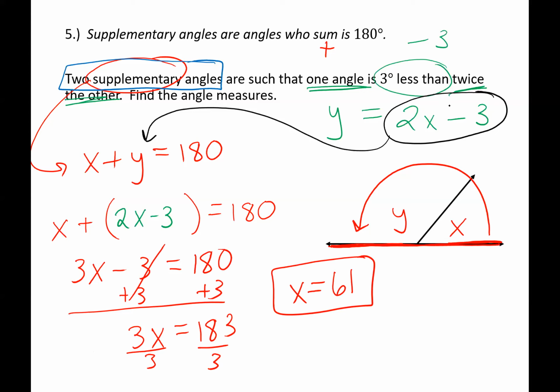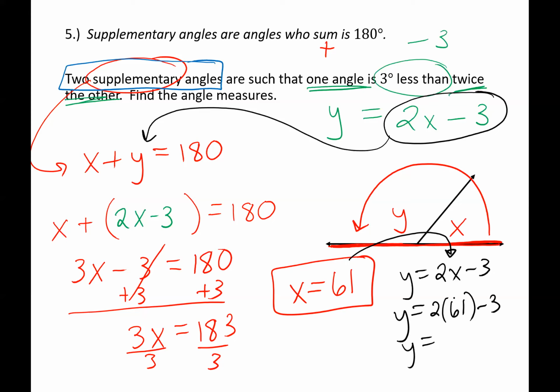If I use that second equation, y equals 2x minus 3, let's substitute 61 for x. So y equals 2 times 61 minus 3. y equals 2 times 61 is 122, and then 122 minus 3, that would be 119. Okay, so we did it. We found two angles. We do need to check.